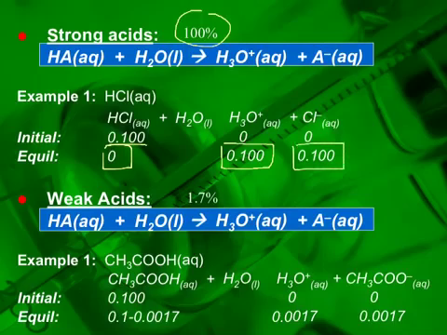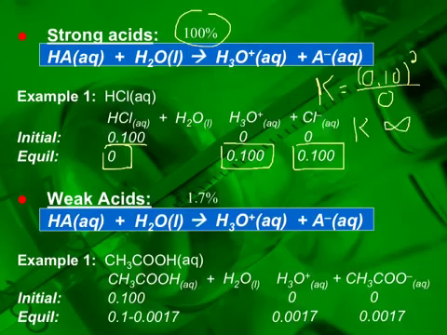So again, if we were to set up an equilibrium expression, it would be 0.10 squared divided by 0. And as you know from your math courses, dividing by 0 gives you an infinite number or undefined. So this K value is really big or undefined.